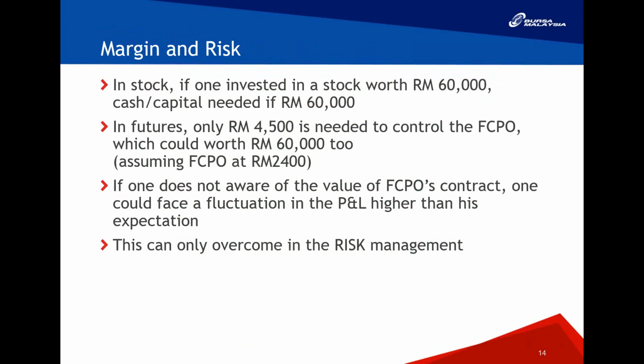Okay, that means you are using something smaller to control a bigger contract, which I'll explain here. In futures, only 4,500 is needed to control one single contract, which is CPO or FCPO, but it could be worth 60,000 as well. Assuming, for example, CPO is priced at 2,400, multiplied by 25 metric tons in the contract size, you get 60,000 ringgit worth of contract. That means one CPO contract is worth around 60,000 at 2,400 ringgit.